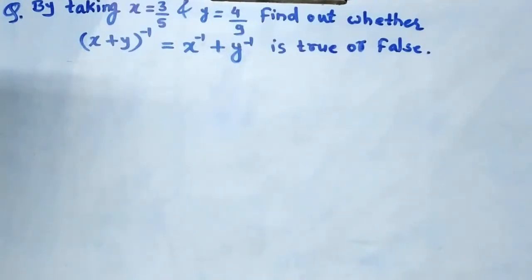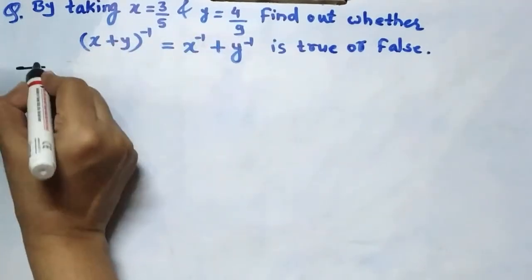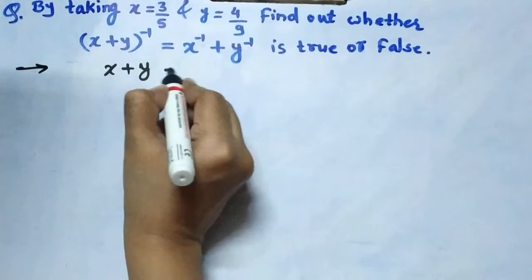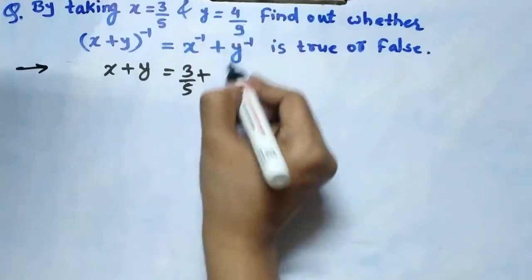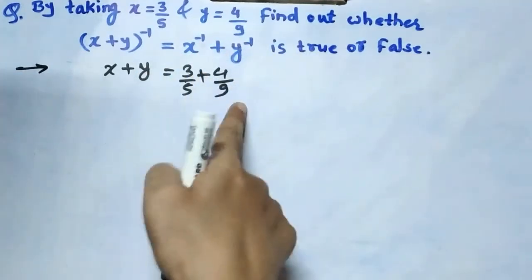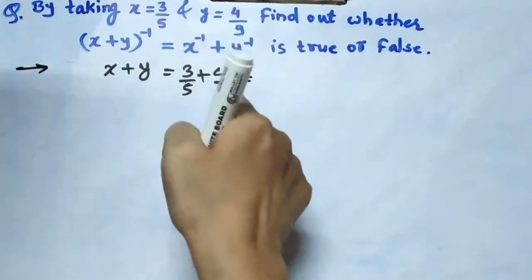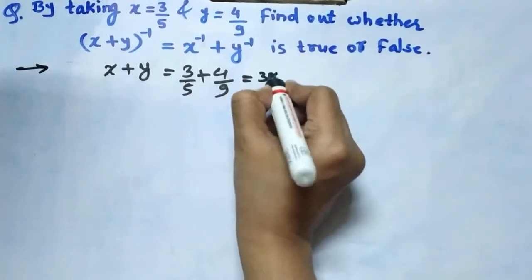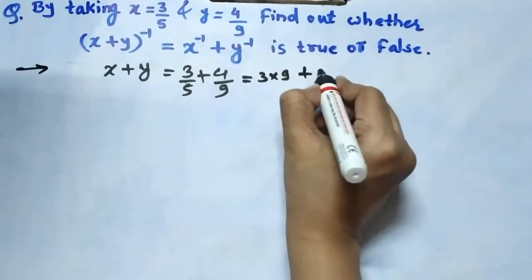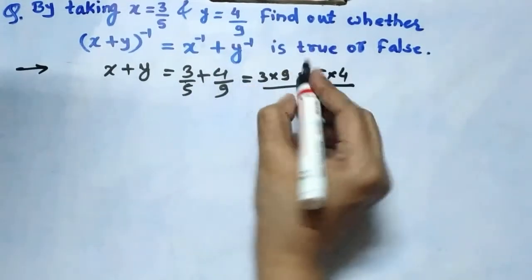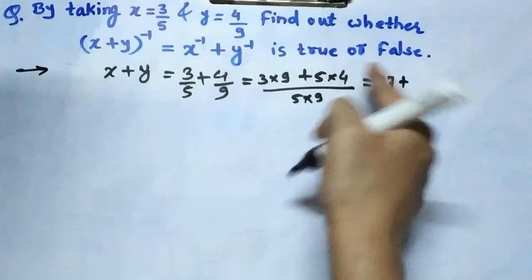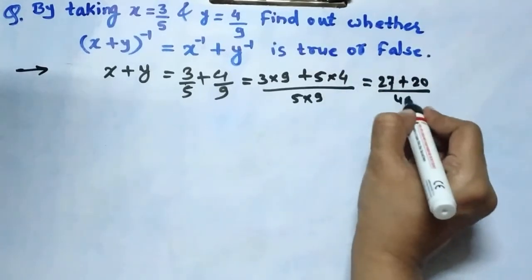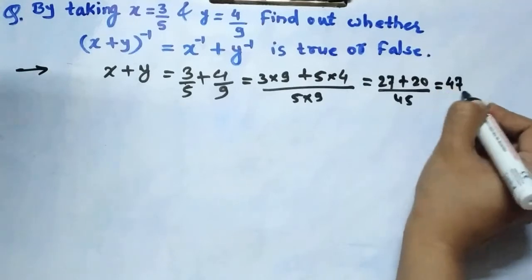So friends, in the solution, first of all we have the values of x and y, and we'll sum up x and y. Here x is 3 by 5, written as it is, and y is 4 by 9. We need to add these two rational numbers, which you can do by simple cross multiplication. Here I'll multiply 3 with 9, add 5 into 4, and in the denominator multiply 5 into 9. So 3 nines are 27, 5 fours are 20, and 5 nines are 45. So here we get 47 upon 45.